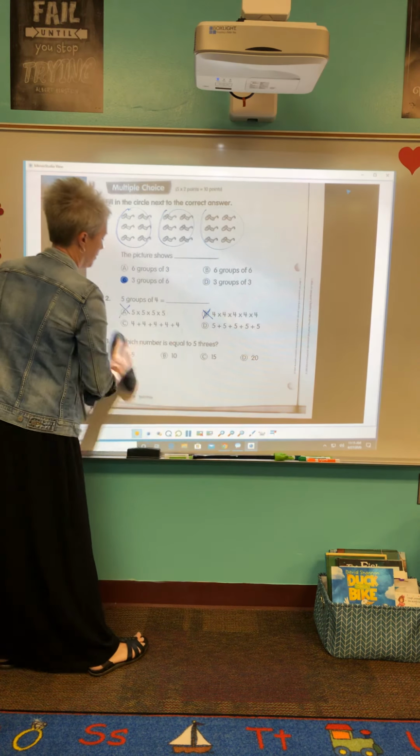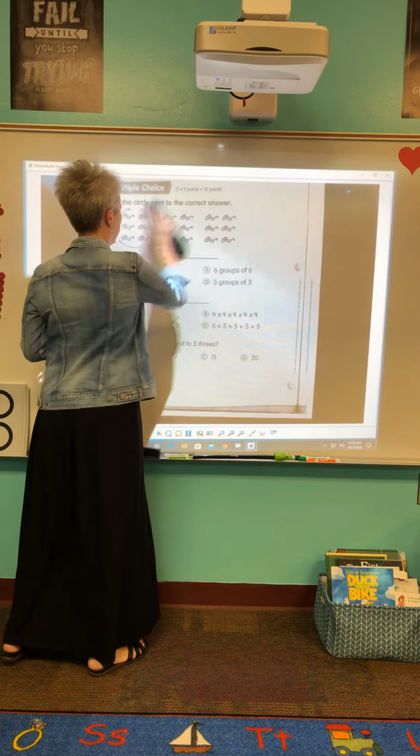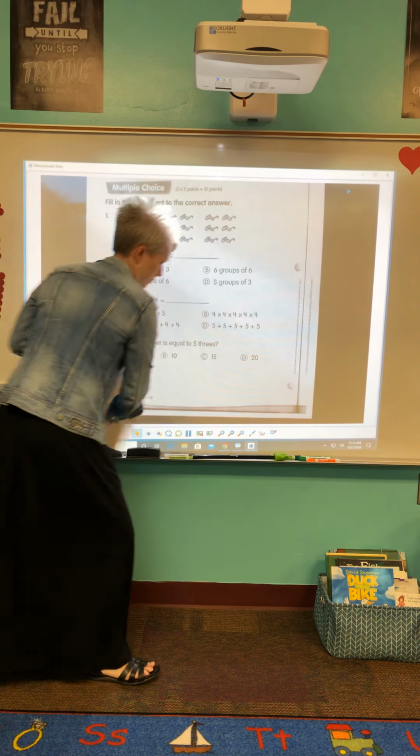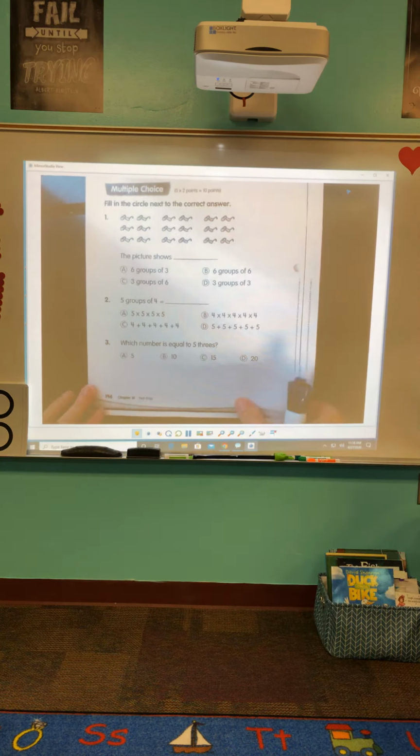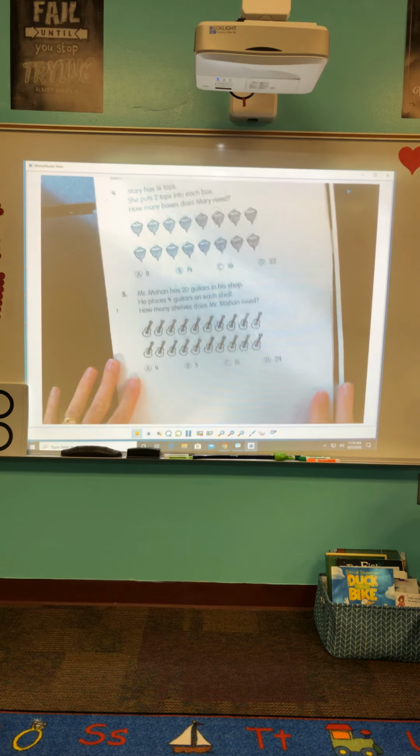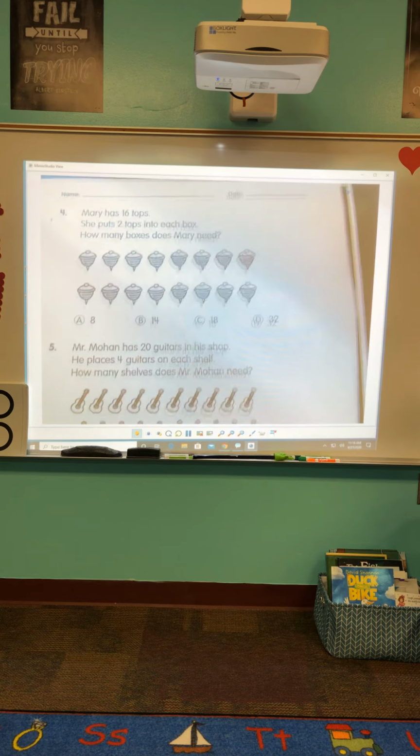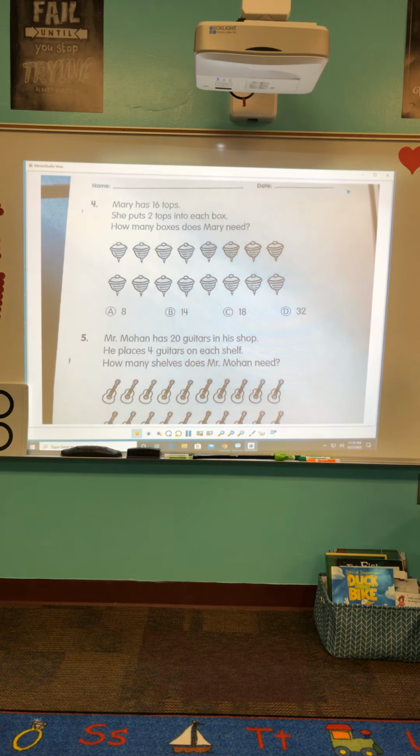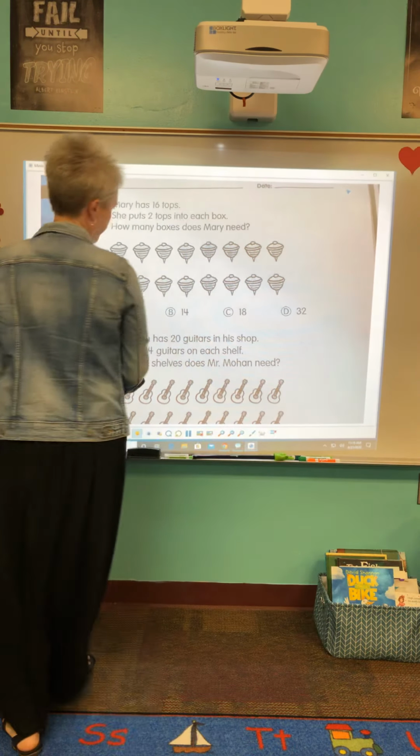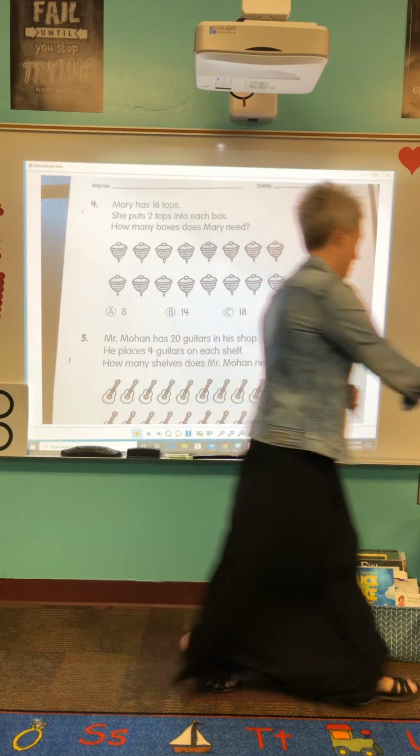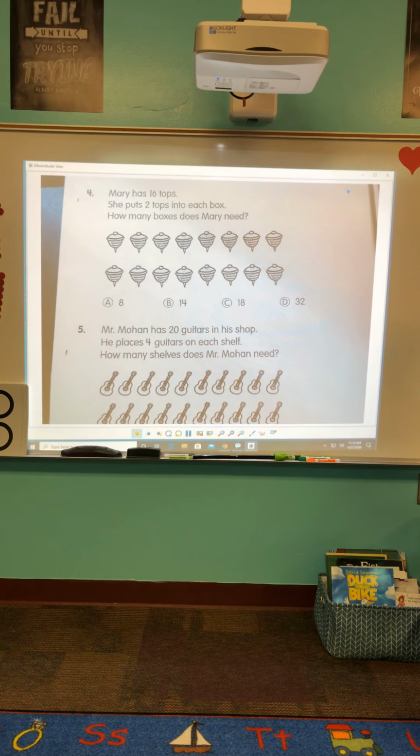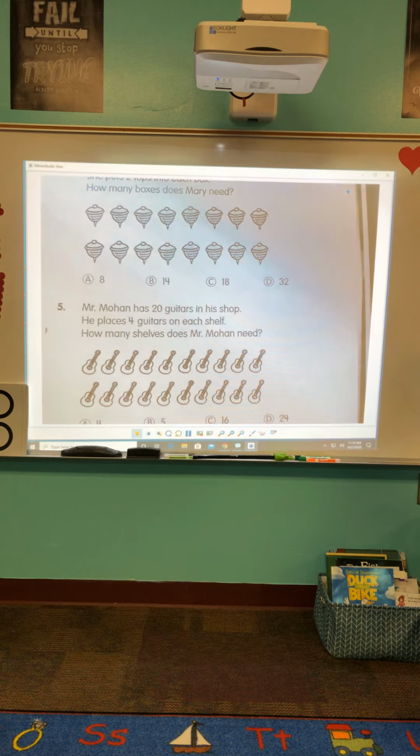All right, flip your page over. I'm going to try to make these a little bigger. Maybe you can see it a little better that way. All right. There we go.